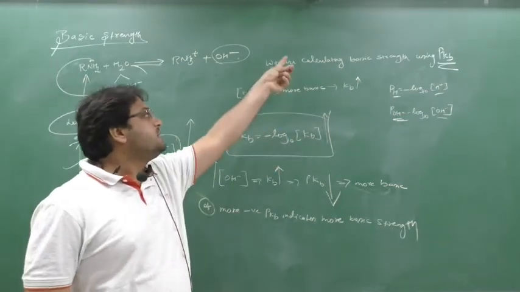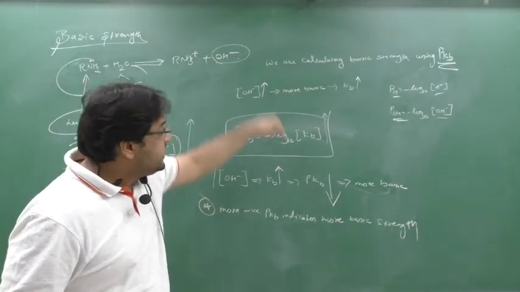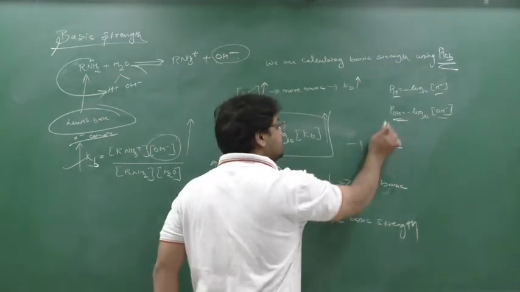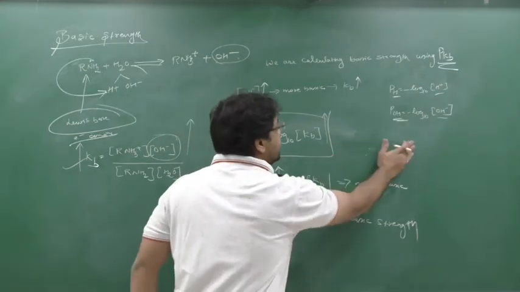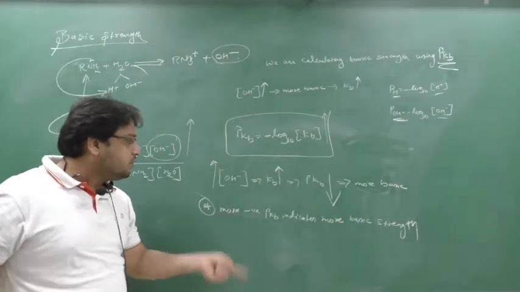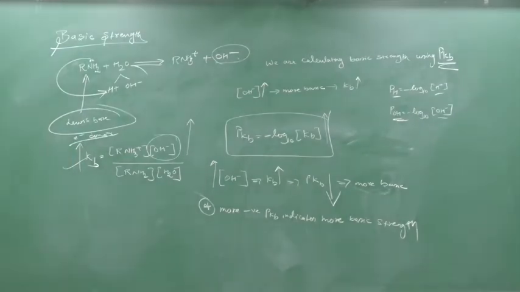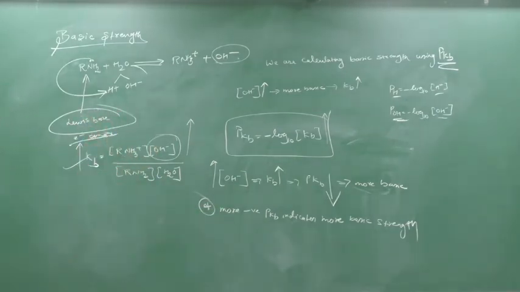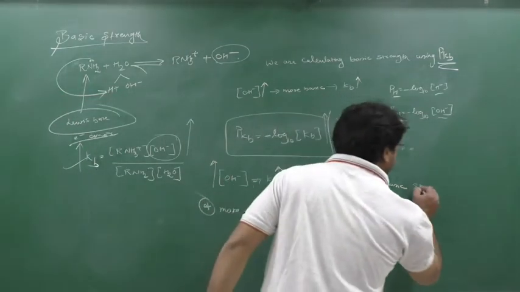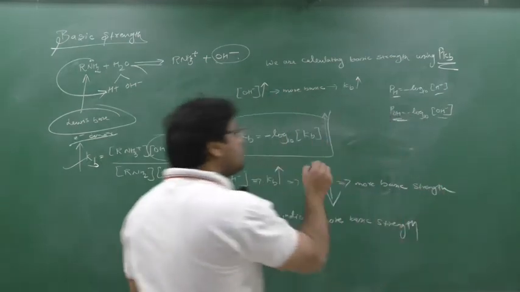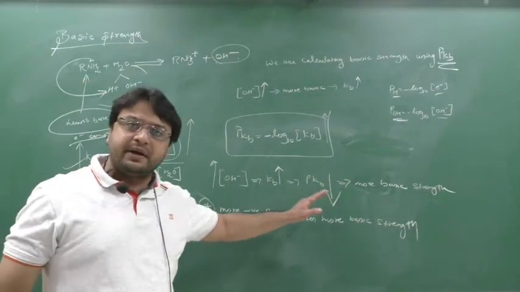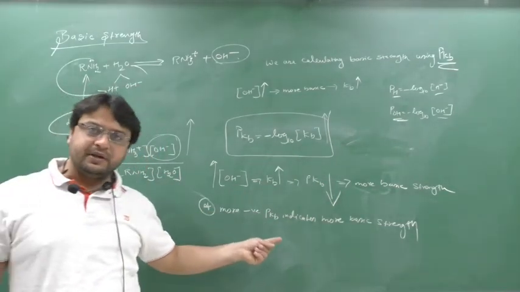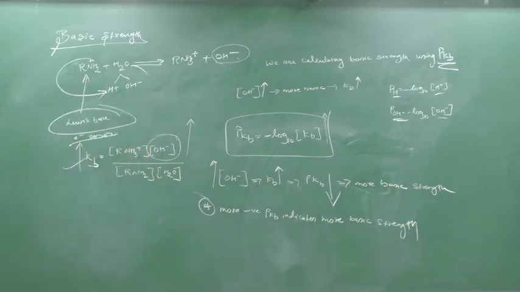Because here Kb increases, so pKb original value will decrease, because which is more, -1 or -2? Beta, -2 is more or -1 is more? -1 is more. Yes or no? So more negative, more basic strength. So this is very important that OH minus high or Kb high or pKb the lowest, more basic strength. And all this is determined practically, okay? We are determining experimentally, everything has been determined. So more negative pKb indicates more basic strength.